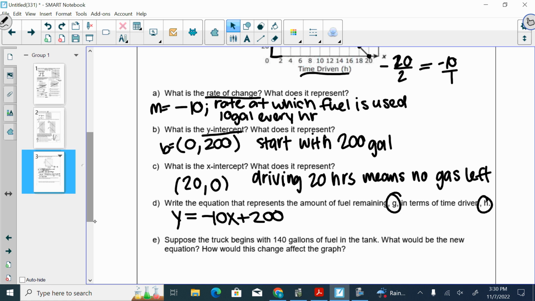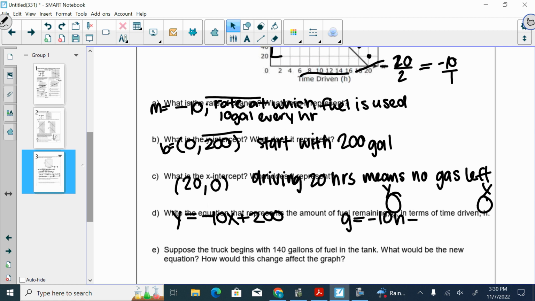Okay, so H is on my what axis? X. Okay, so H goes where the X is. That means G must go where the Y is. So instead of Y equals, I should have G equals negative 10, but instead of X, put in H plus 200.